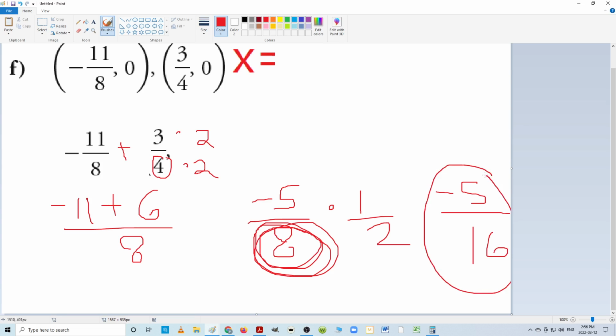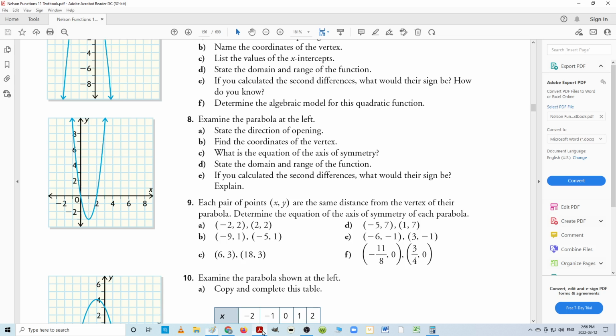So that's the axis of symmetry. How do I know? It's called the axis of symmetry because 2 points on either side are an equal distance from the axis of symmetry, or 2 points with the same y value will have equal distance to the axis of symmetry, which means the midpoint is the axis of symmetry, and the formula for a midpoint is x1 plus x2 divided by 2.